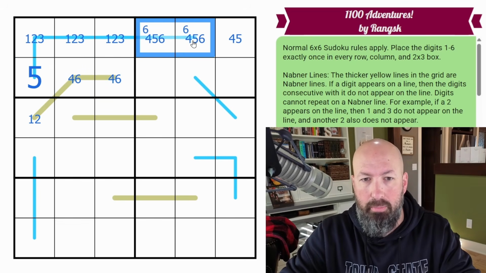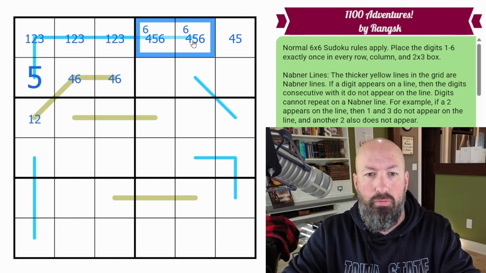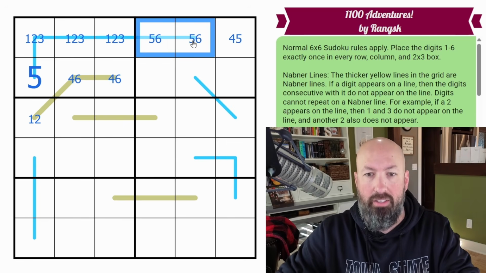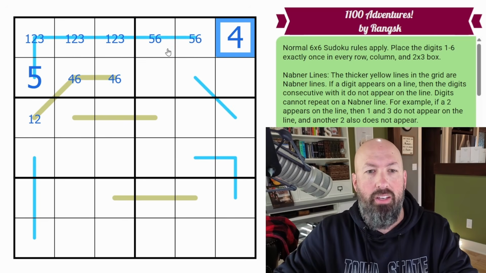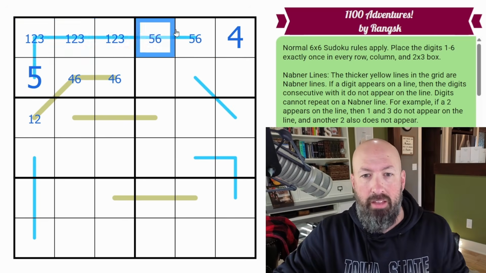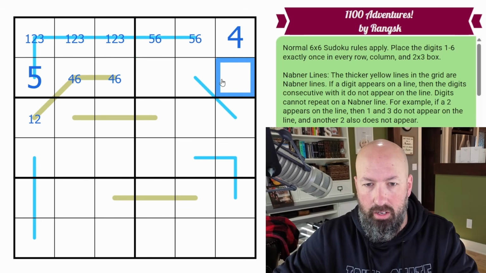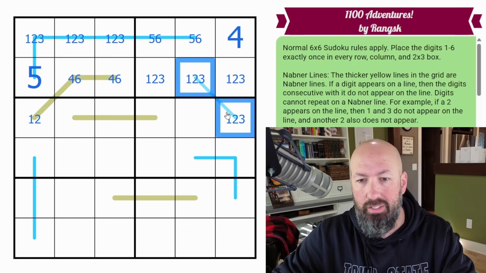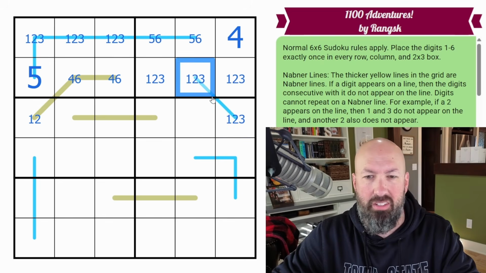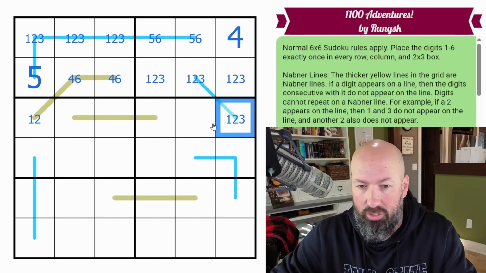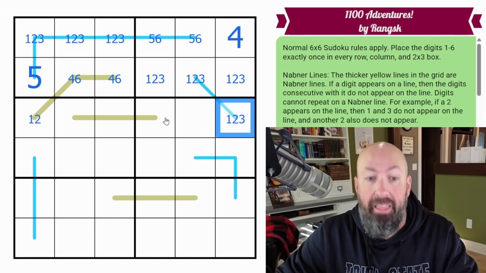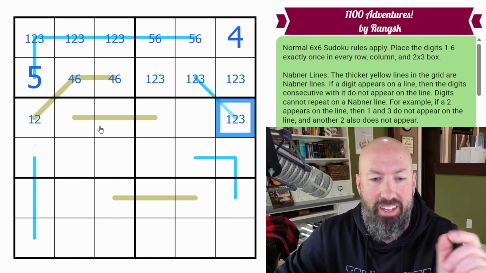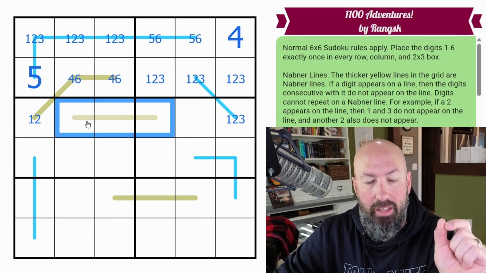So our sum is 5 and 6. Let's get that right. So this is a 4, because 1, 2, 3, 5 is 11. 5 and 6 is 11. Okay, and these are 1, 2, and 3, which means this is 1, 2, and 3, because these are effectively just the same, since they have to sum to the same total. And, okay, see, so this is very nice. So, remember what I just said about Nabner lines.